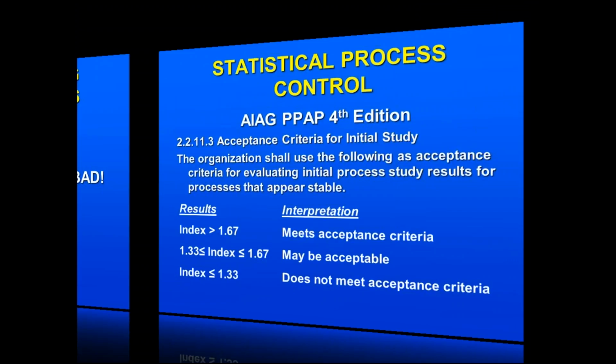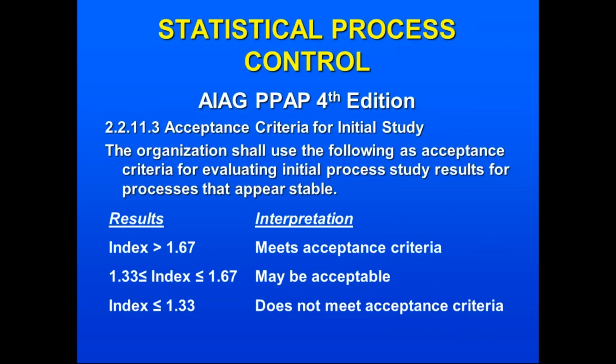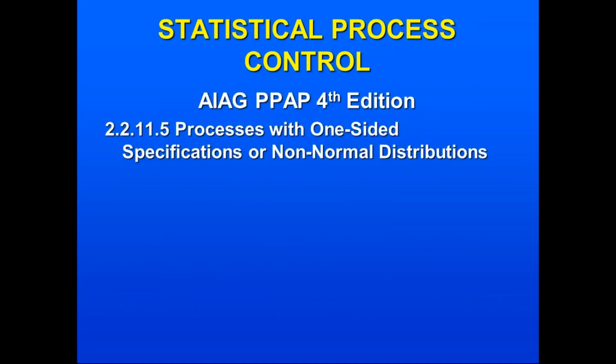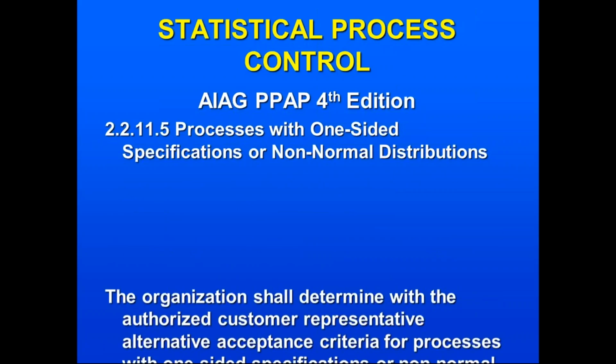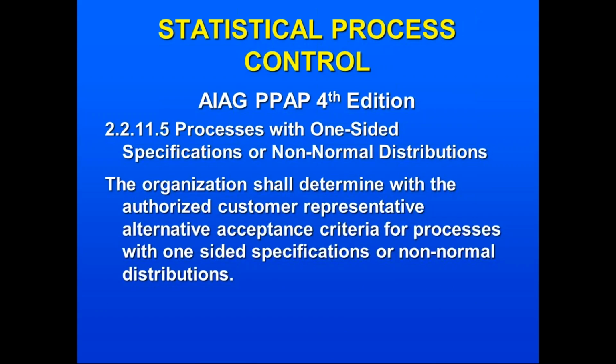First of all, I like to benchmark AIAG because they've spent a lot of time with statistical processes. And one of the things that we see in the AIAG PPAP 4th edition is what we commonly know as the capability indices. Now what's interesting about these indices is you see the familiar 1.33 and 1.67, but oftentimes people don't read beyond this. And there's more in the book that is important to read. 2.2.11.5, processes with one-sided specifications or non-normal distributions. The organization shall determine with authorized customer representative alternative acceptance criteria for processes with one-sided specifications or non-normal distributions. The problem with this is the customer representatives don't often know what to do with it either. So it's kind of a misleading direction, but we'll continue on.